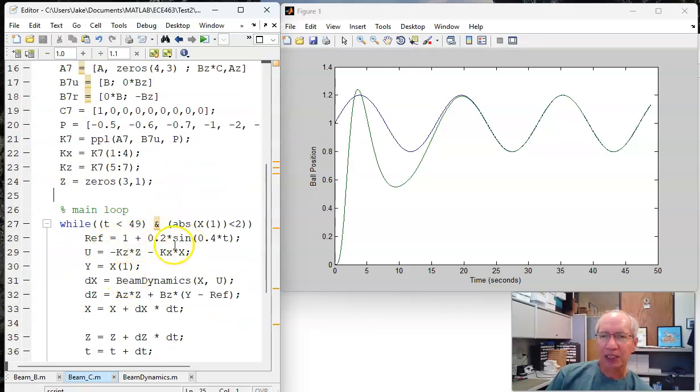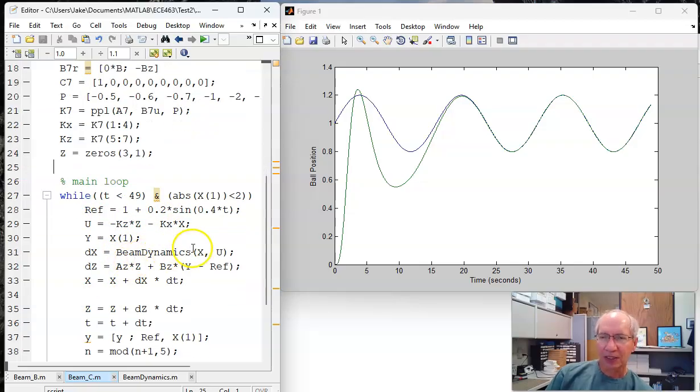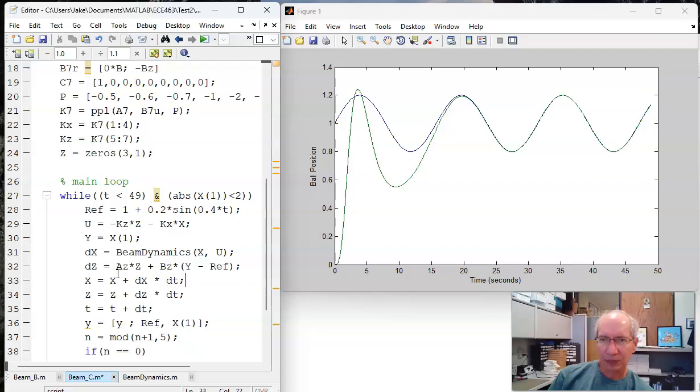So here my input is a constant and a sine wave. My input is k_z times the servo states minus k_x times x. That's my full state feedback. My output is the first state. Simulate. So here's the dynamics of the plant with that input. Here's my servo compensator. Integrate the plant, integrate the servo compensator, move forward in time, and repeat.